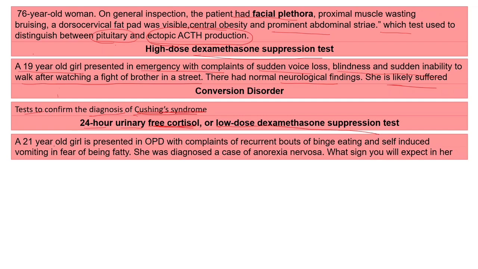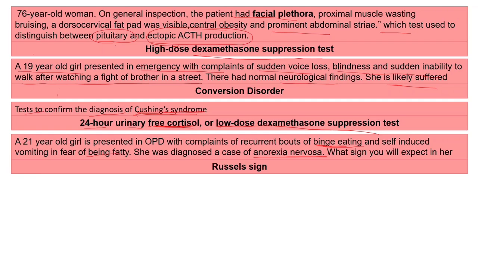A 21-year-old girl is presented in OPD with complaints of recurrent bouts of binge eating and self-induced vomiting in fear of being fatty. She was diagnosed as a case of bulimia nervosa. What sign will you expect in her? That is Russell sign.